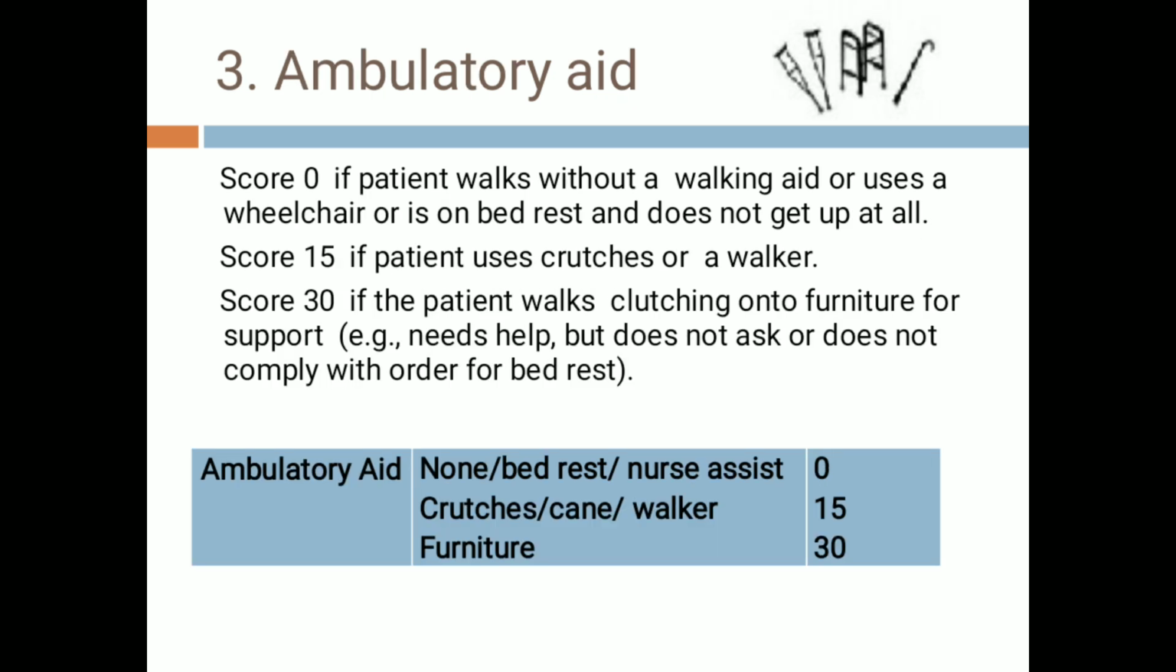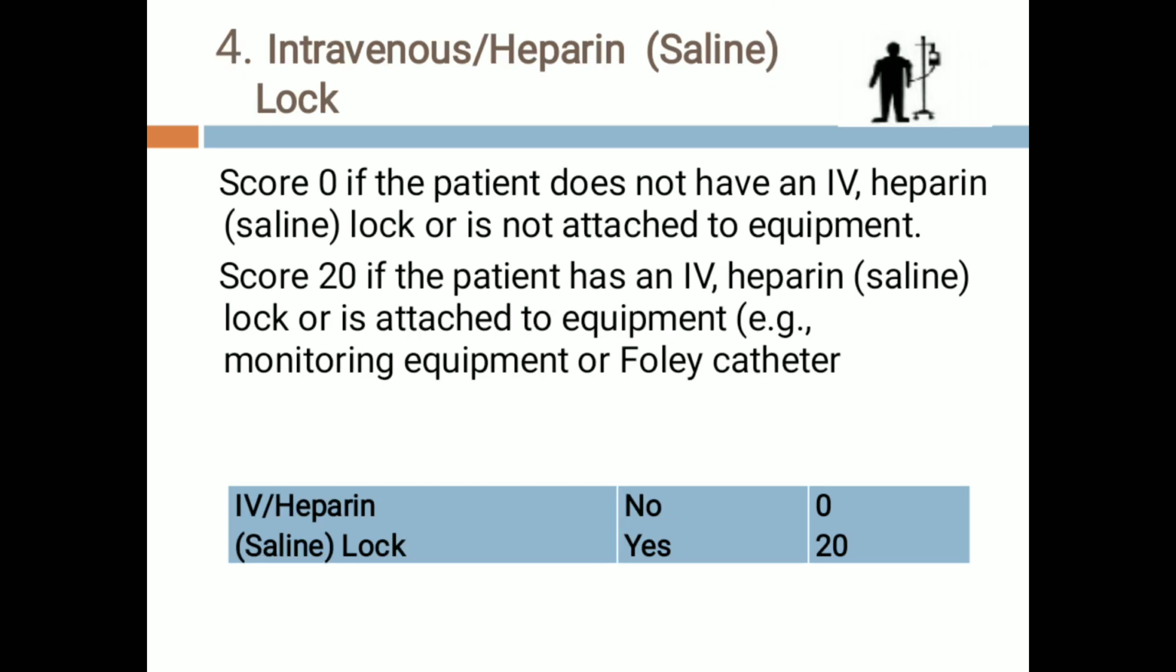Ambulatory aid. Score will be 0 if the patient walks without a walking aid, or uses a wheelchair, or is on bed rest and does not get up at all. Score 15 if patient uses crutches or a walker. Score 30 if the patient walks clutching onto furniture for support. Example, needs help but does not ask, or does not comply with order for bed rest.